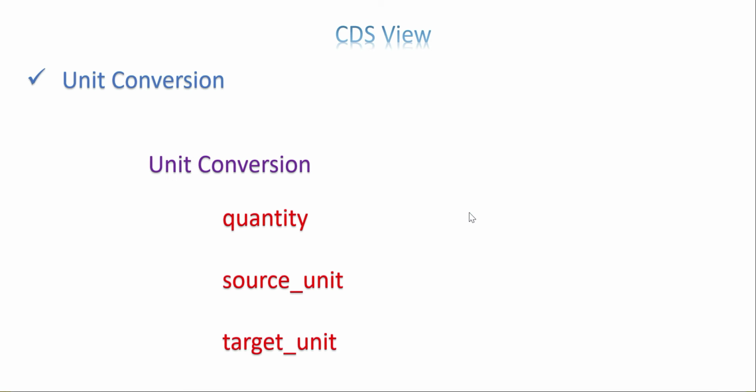For unit conversion, these are the parameters. This is the function, unit underscore conversion. And these are the parameters you have to pass: quantity, the source unit, and the target unit. It's pretty simple. And the converted value is going to be the output of this function.